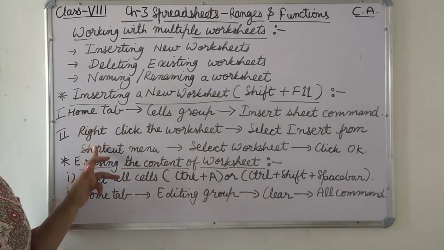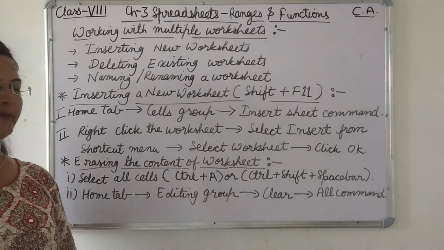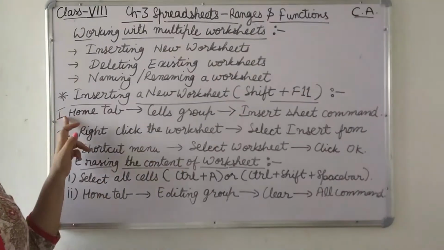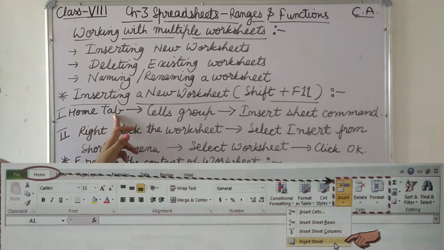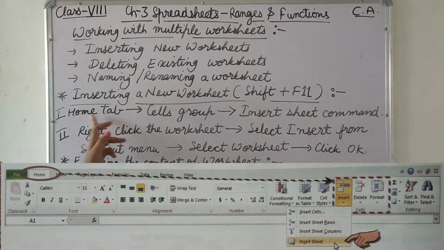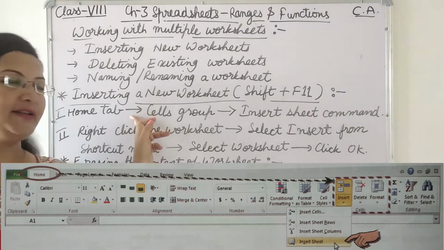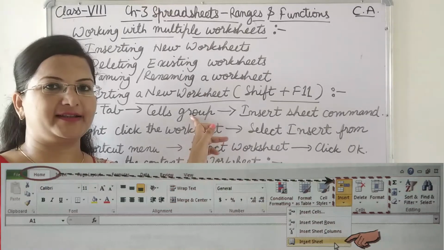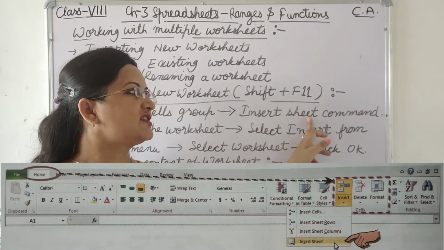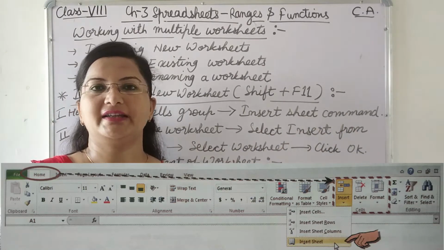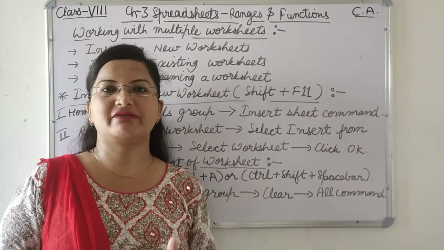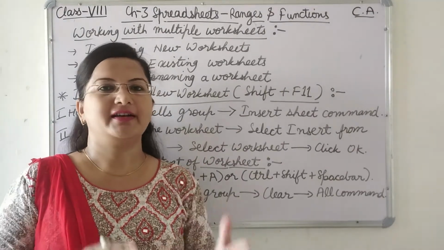So there are two ways we can insert a new sheet apart from the shortcut key. You have to click on the Home tab, which is by default the active tab. When you click on the Home tab in the ribbon, you have to go to the Cells group. In the Cells group, you have to click on the Insert Sheet command. When you click on it, a new sheet will be inserted before the current sheet.